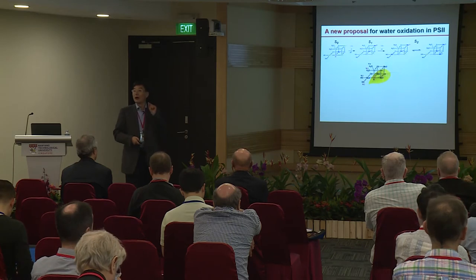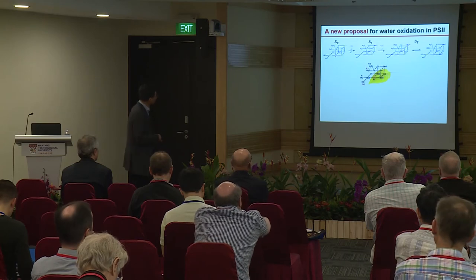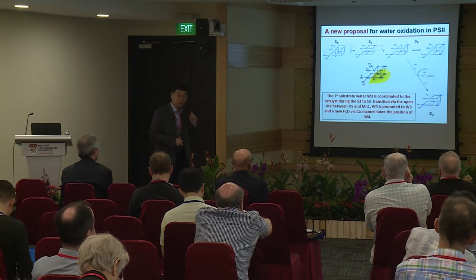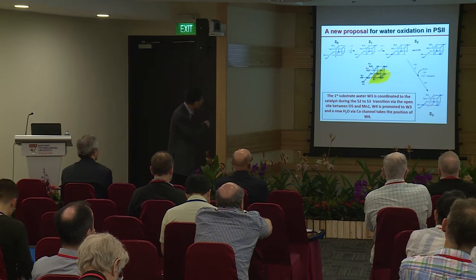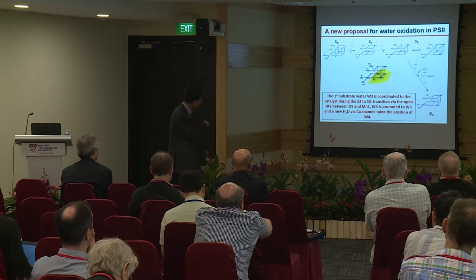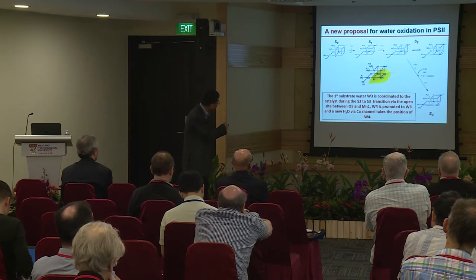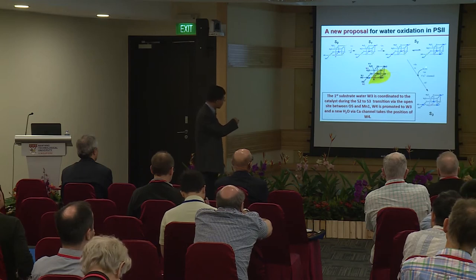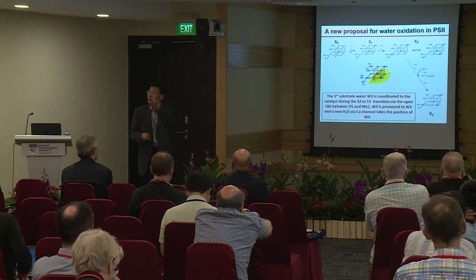The question now is how the first substrate water comes into the active site, the open site. We suggest the W3 water makes an insertion to this manganese, between O5 and manganese 1, between these two, from the W3. And then the W4 is promoted to the W3 position. So after this insertion, and then this becomes deprotonated, becoming OH. A new water molecule comes in via the calcium channel to the position of W4.